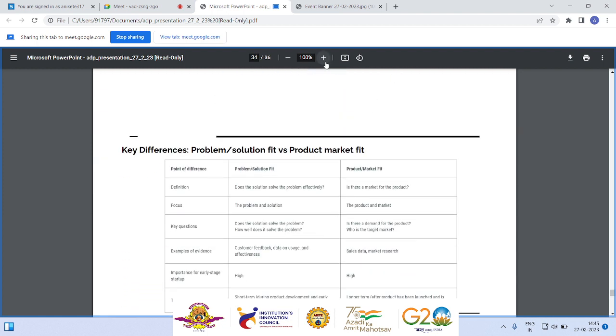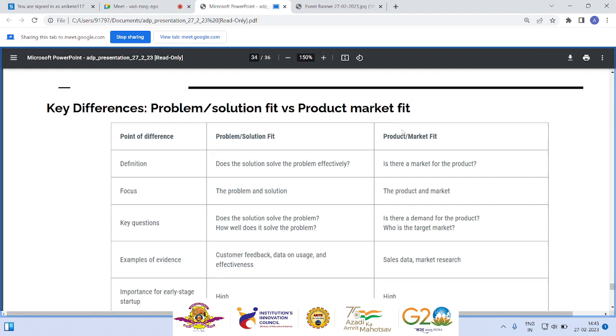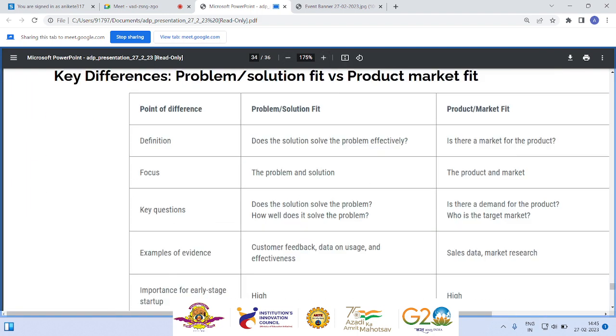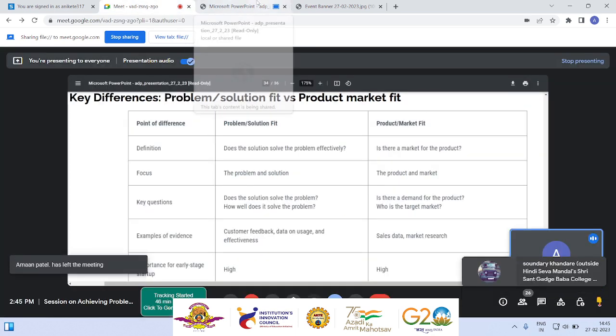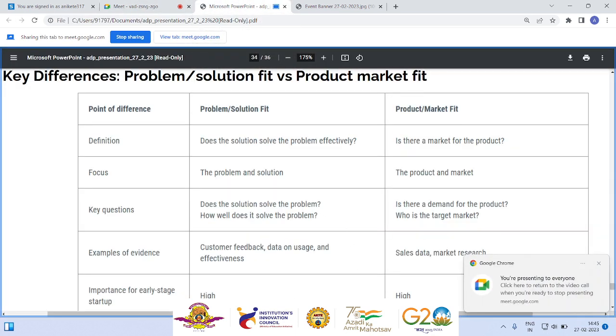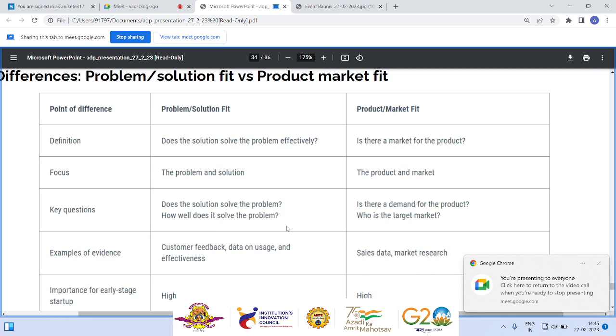So what are the differences now? Let me zoom in on this. If it's visible, I think. Yeah, it's visible. Okay.